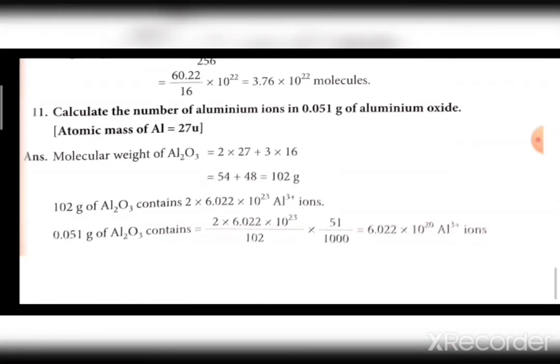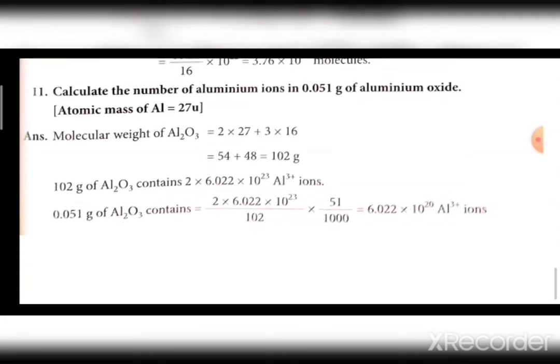Next is question 11. Calculate the number of aluminium ions in 0.051 gram of aluminium oxide. Aluminium is having mass 27. So we have to calculate here for aluminium ions. They are 2. Al2O3 is having 2 aluminium ions. So here we are calculating 2 multiply 27 plus 3 multiply 16. So the total mass of Al2O3 will be 102 grams.